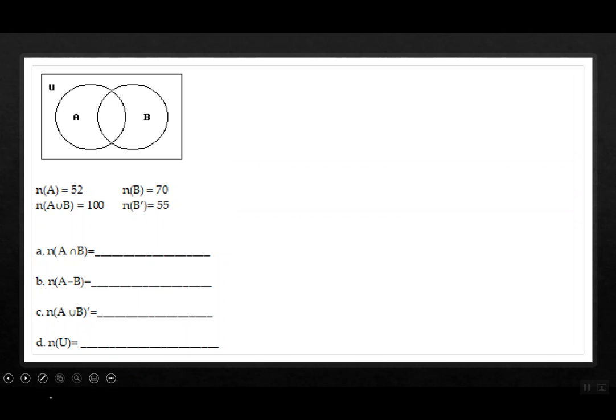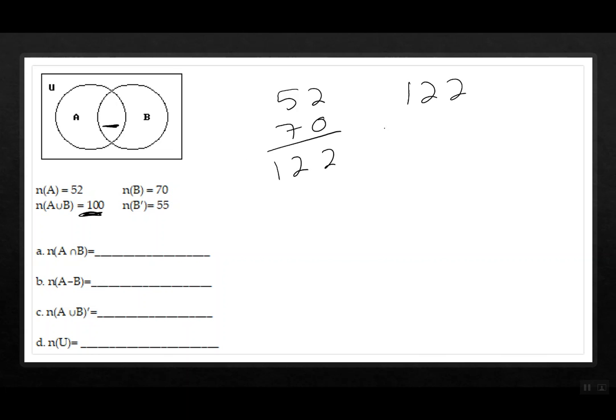Let me change the color of my pen so it'll show up. So in this one, I told you A has 52 elements, B has 70 elements, A union B has 100, and B complement has 55. So when you're looking at this, again, it's cardinality, I know, because it has the N, N stands for number. We usually want to start with the intersection, and I didn't give it to you, but what I did give you is I said A had 52, I said B had 70, so let's go ahead and add that up, that gives me 122. Since A union B is 100, that says they had to share something. So I'm just going to subtract, and that's going to give me 22.